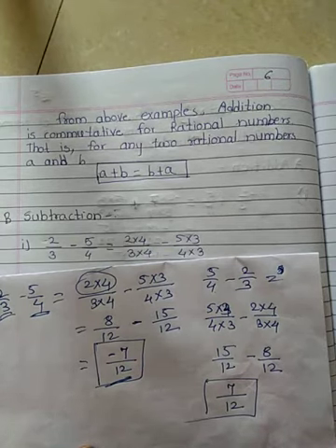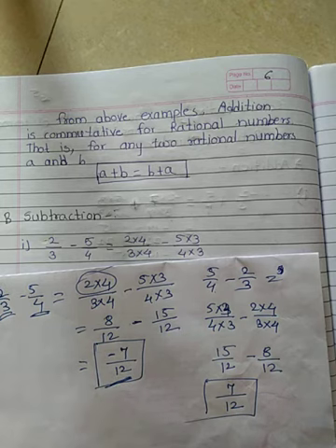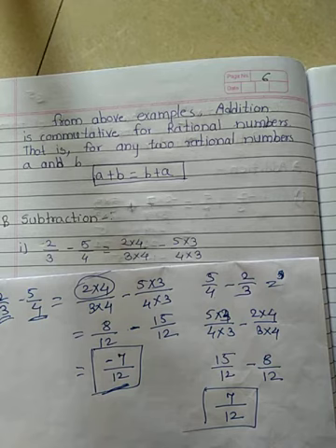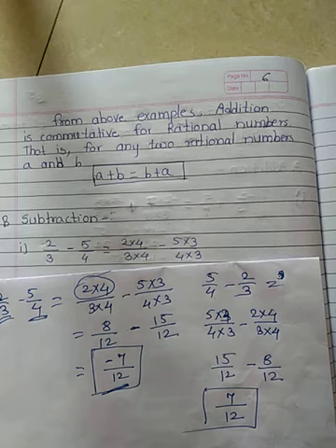So it cannot be commutative, means subtraction cannot be commutative, while addition is commutative for rational numbers. In a subtraction operation we can't change the order of rational numbers or the order of terms. Okay, then next point, for multiplication and division we'll see.